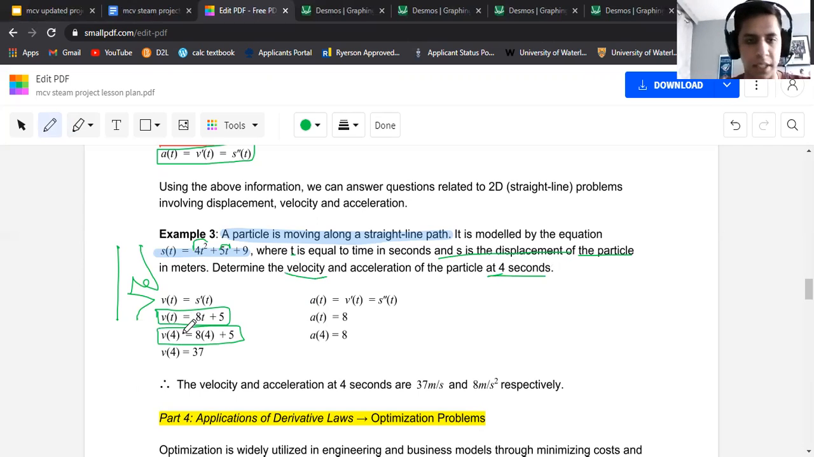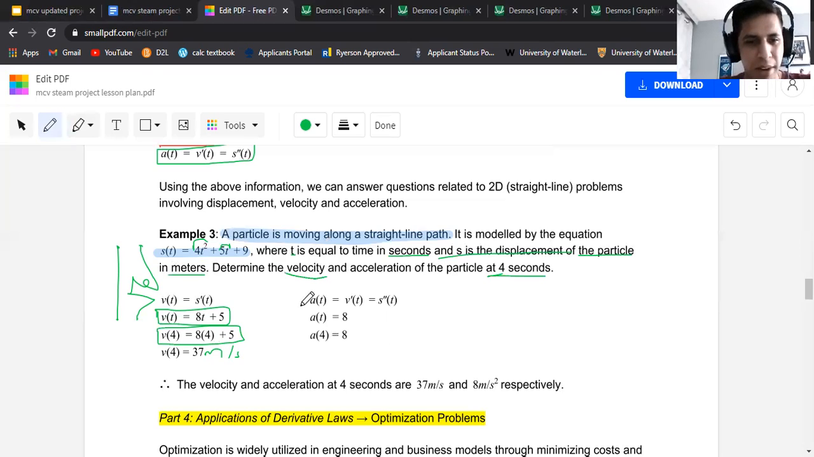If you guys haven't taken physics before, we know that this is really 37 meters per second, or whatever the measurements might be. In this case, it is meters per second. That's a rough M, but we'll gloss over that.